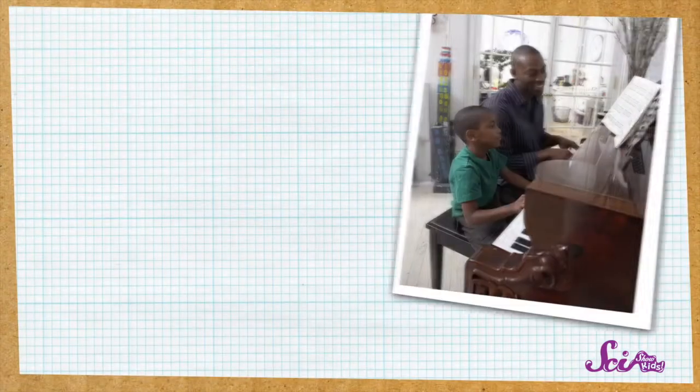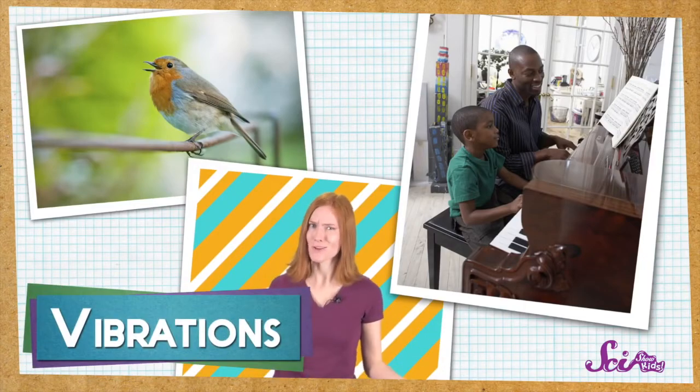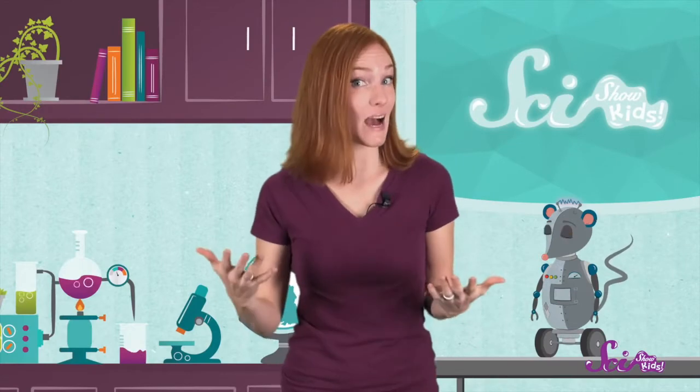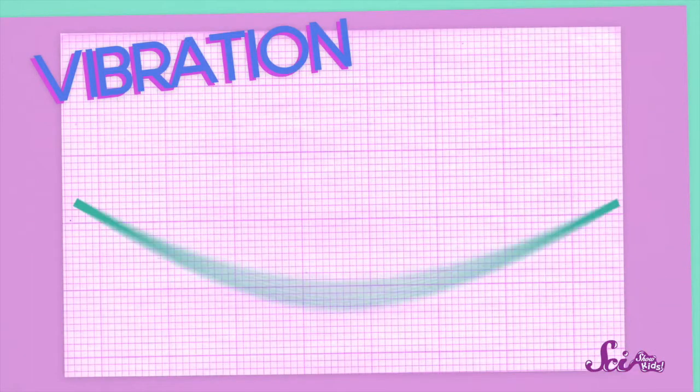All noises, whether it's piano music, birds singing, or me talking, are made by vibrations. Vibrations are made when something moves back and forth. When things vibrate to make sound, they're usually so small and are moving so fast that you can't even see anything moving at all. But you can probably feel it.